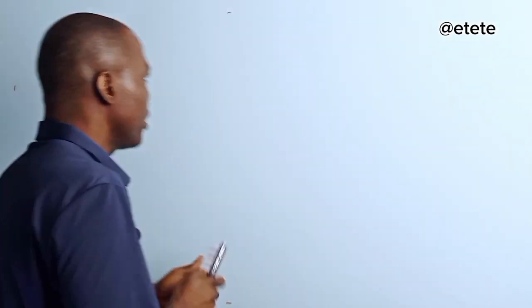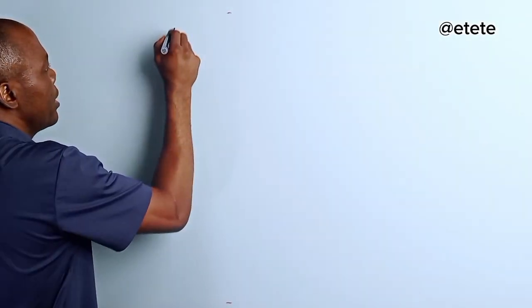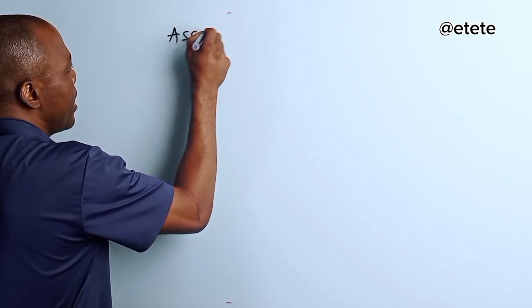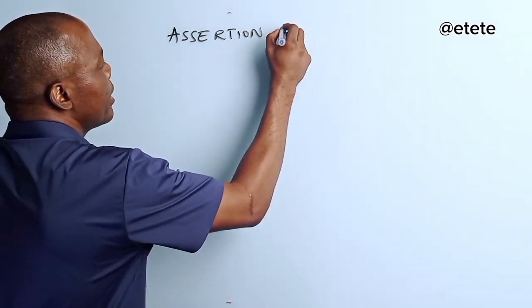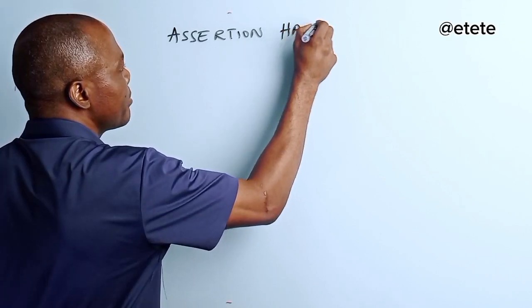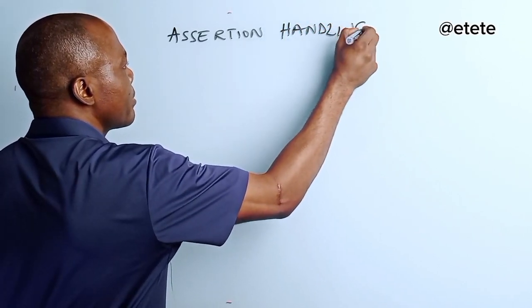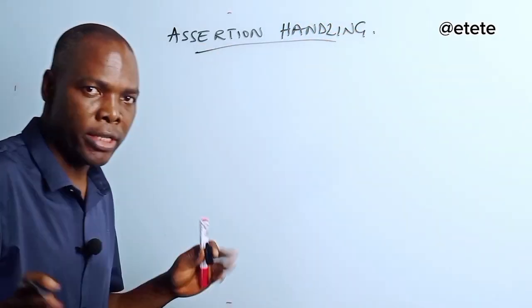Today we are going to look at how to handle assertion. In the last class, I introduced assertion as a feature of detecting errors in Python. So today we are going to look at how you handle it. I am just going to call it handling assertion, how you handle assertion in Python.